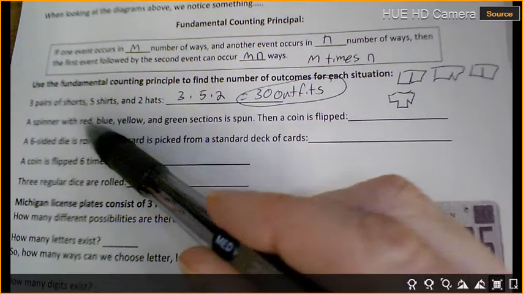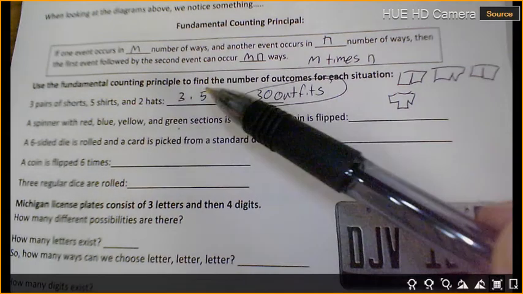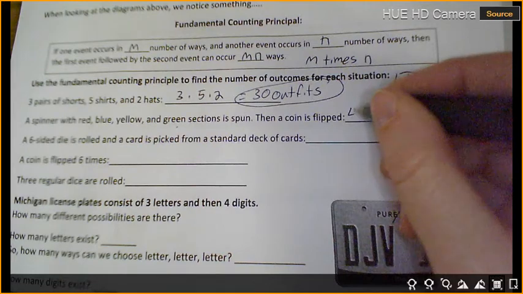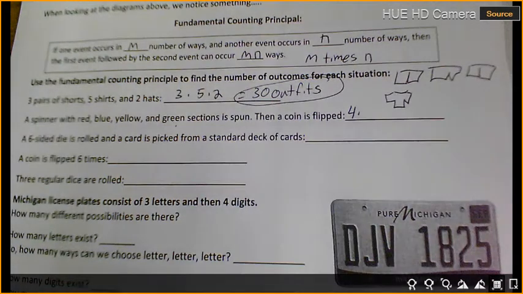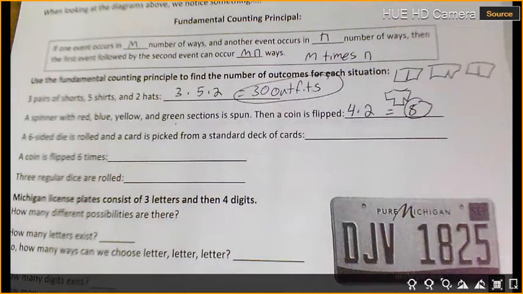All right, we've got a spinner. It's got red, blue, yellow, and green. How many different options does it have? 4. Don't forget the green. Okay, so 4 options, and then a coin flip. Do we remember how many different options a coin flip has? 2. So we end up with 8 different options.